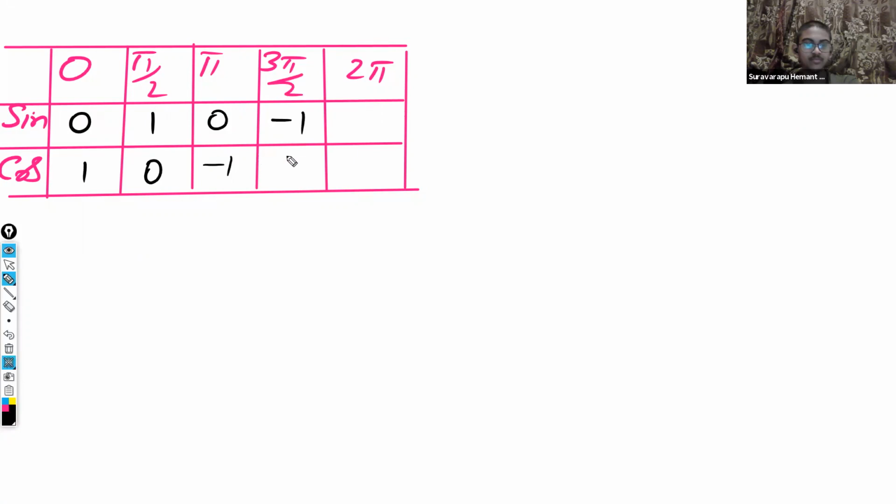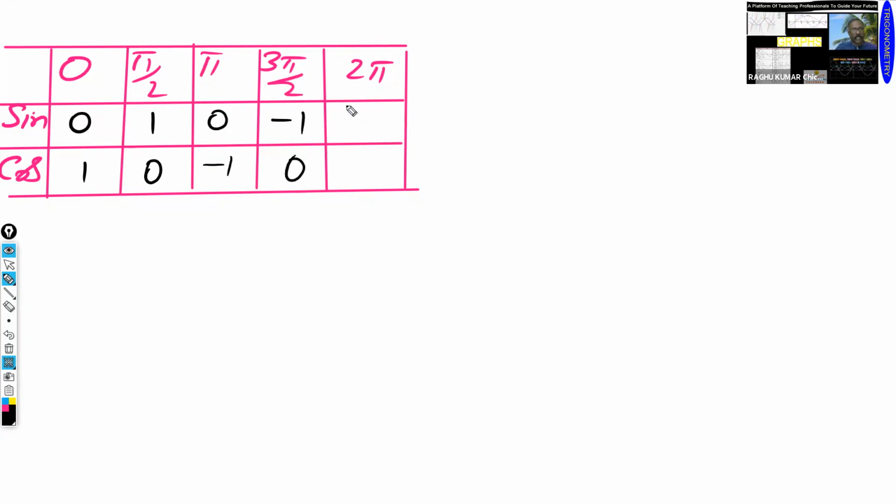Good. Okay. Cos 3 pi by 2. 0. Cos equal to 0, no horizontal movement. Again, you tell me sine 2 pi and cos 2 pi. 0 and 1. Yes, that's right. I think it is clear for you now.